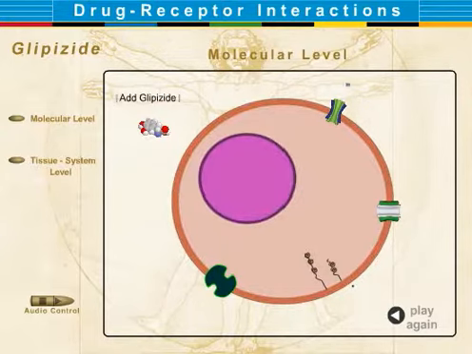Calcium ions rush in and cause the myosin filaments to contract, moving the insulin storage vesicles closer to the membrane, where they coalesce and release the insulin to the outside of the cell.